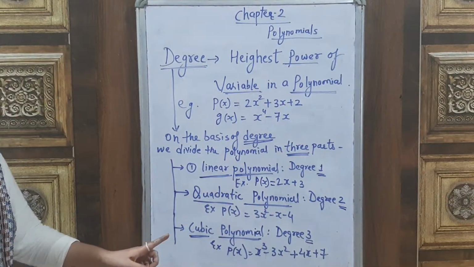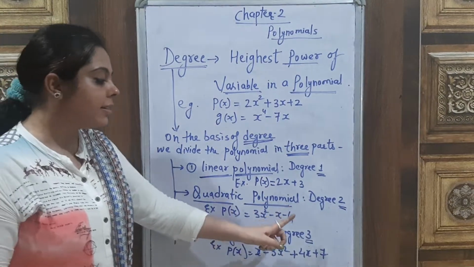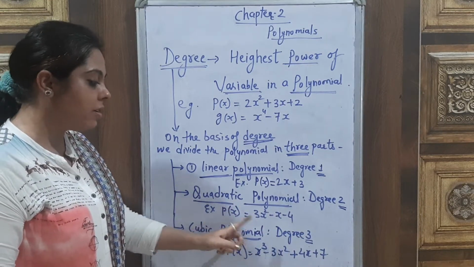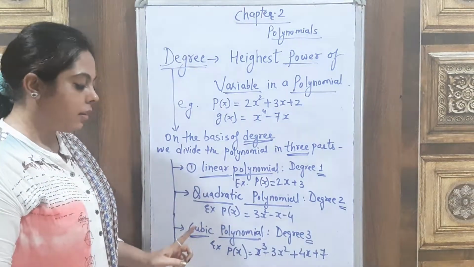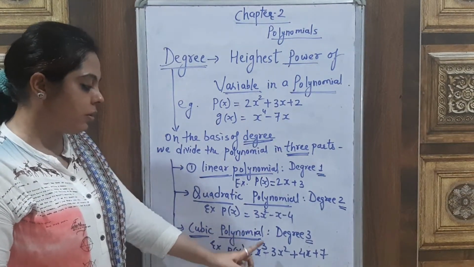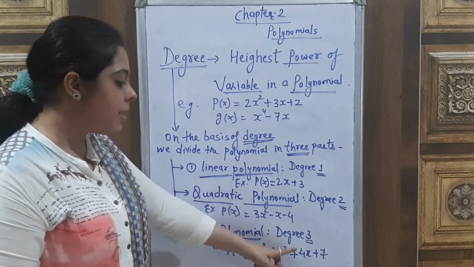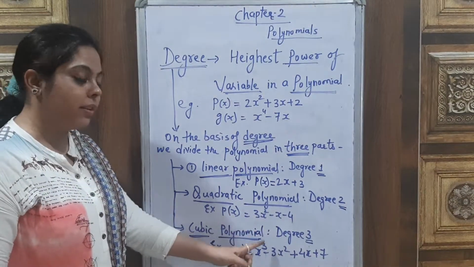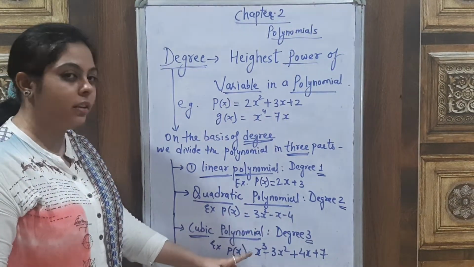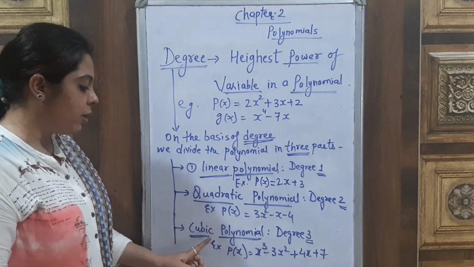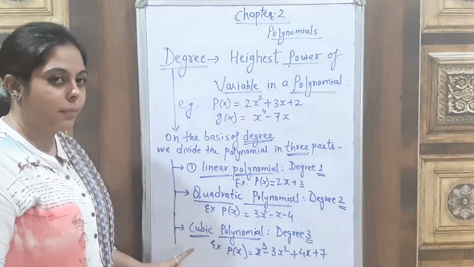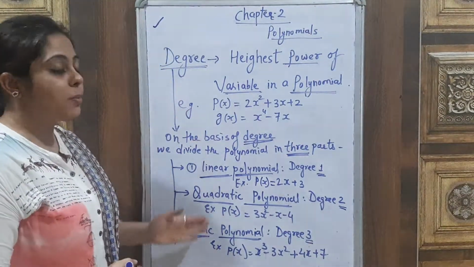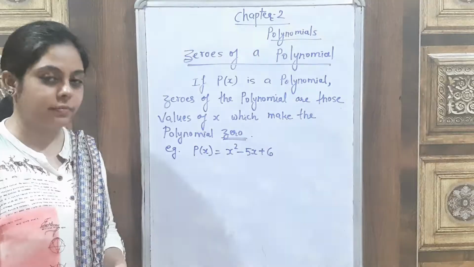Third is cubic polynomial. The degree is 3. If the degree of the polynomial is 3, so it is cubic polynomial. For example, p(x) = x³ - 3x² + 4x + 7, we have a polynomial. And in this polynomial, the degree of the polynomial is 3. Therefore, the polynomial is cubic polynomial. So hope you have understood all these polynomials and you have to note down these.